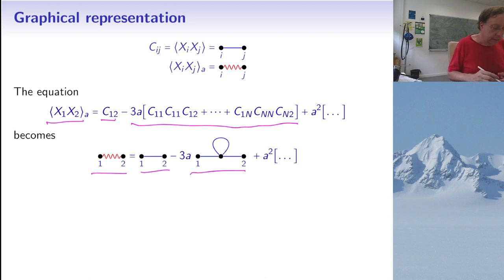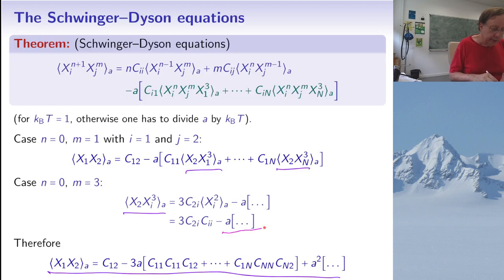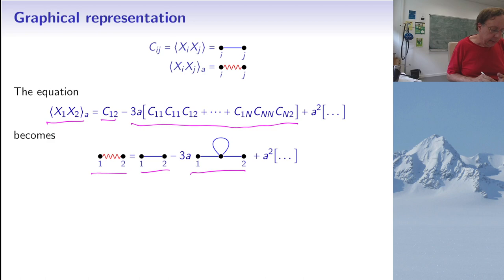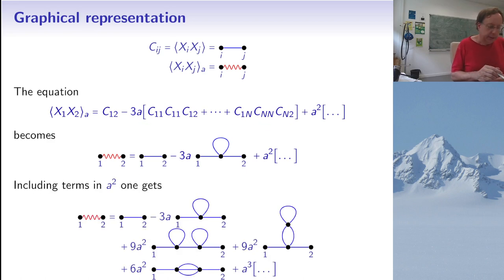Now, what if I want to go to higher order, to order a squared? Well, you see, it means that I would have to compute the term of order a here, because it will give a term of order a squared there. And for that, I still have to apply these Schwinger-Dyson equations, and I get a new expectation, which I will have to compute by once again applying the theorem here. So let me not do the computation, but the result you get is the following. So the first two terms I already know, and then I get some additional terms of higher order in a. And in principle, I could keep doing this for higher orders, except that the computations become more and more complicated.